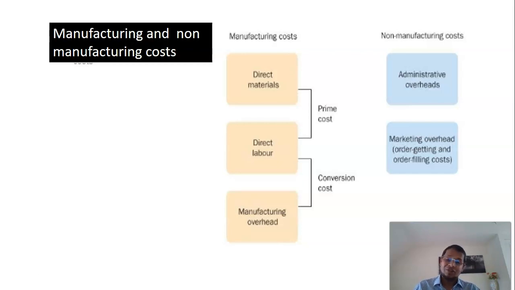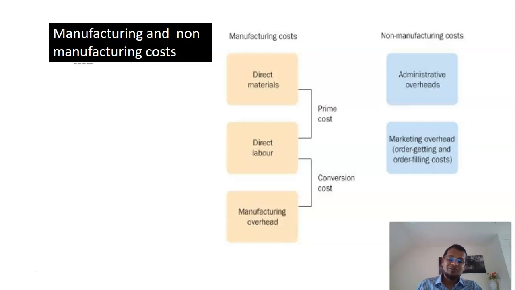We will discuss all these probably in the next video. What is direct material? What are the examples of direct material, direct labor, and details of overhead as well? So non-manufacturing cost includes two broader classes: administrative overhead and marketing overhead. So based on the activities, we divided non-manufacturing into two parts.